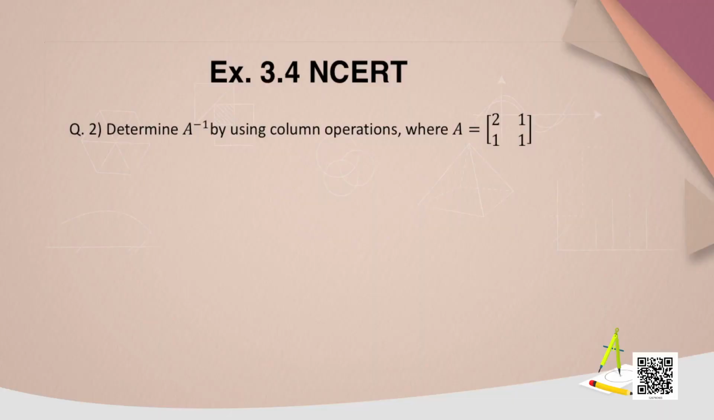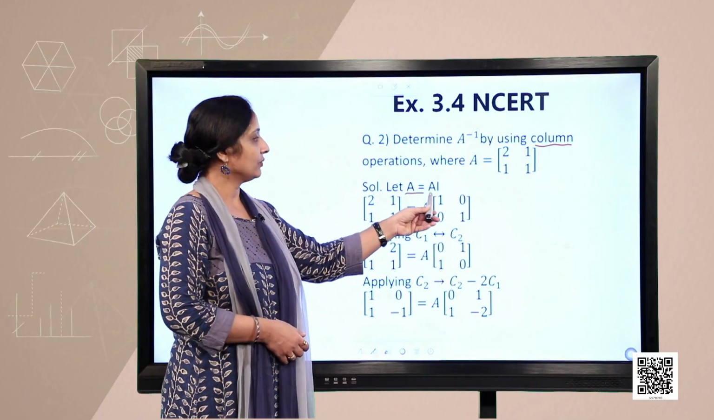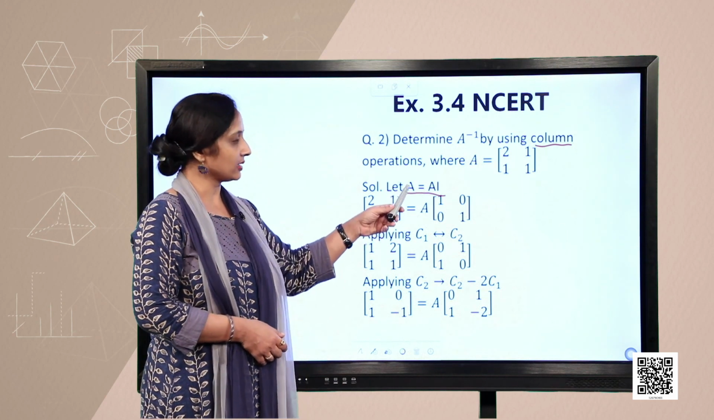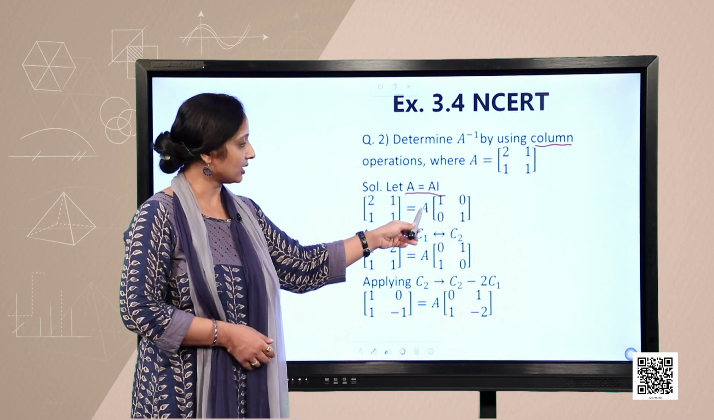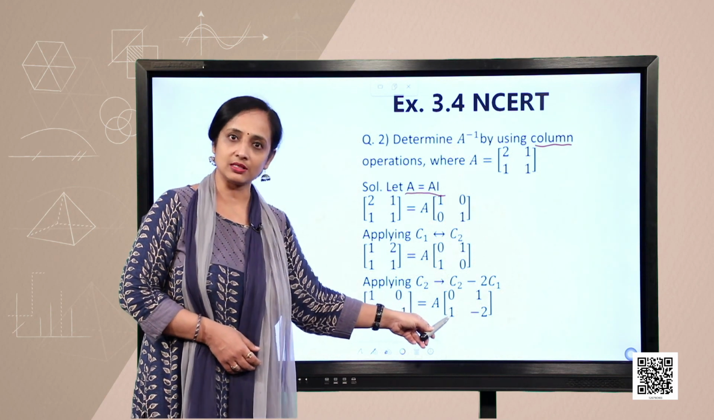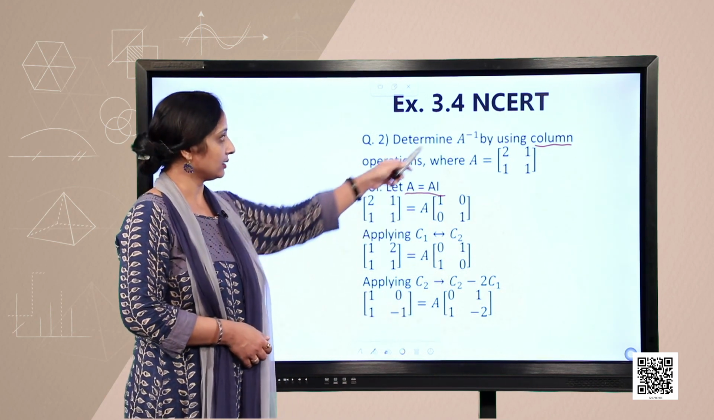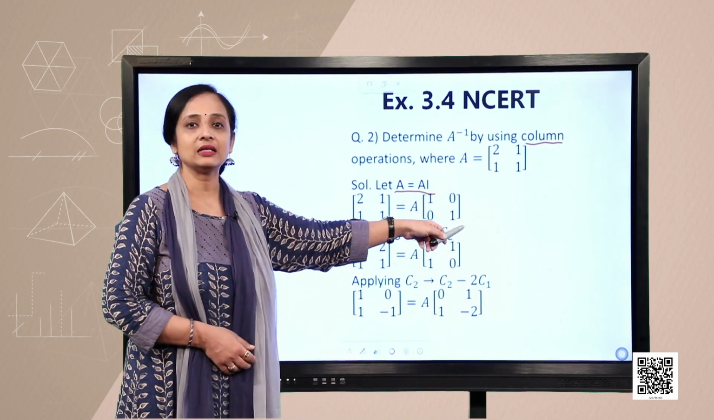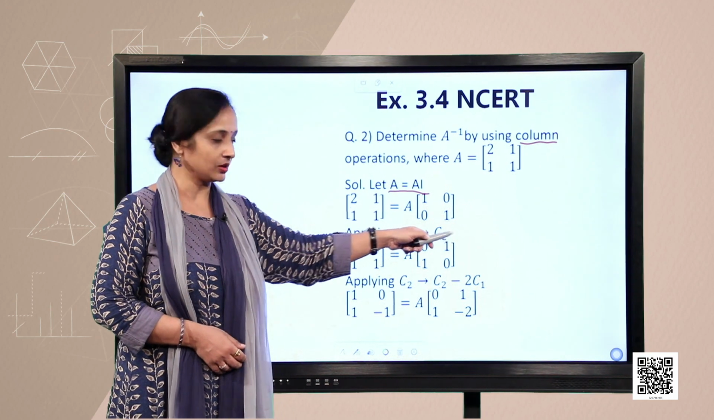Moving further to the next question, of second order matrix only, but this time we are going to use column operations. So make sure that throughout the question we are going to use only column operations. So how do we start? We start by writing A is equal to A times I. Again, like in the previous question, this A is going to be written throughout in this manner only. So write A here, whatever the question has given you. The identity matrix I has been written. It is also of the same order 2.